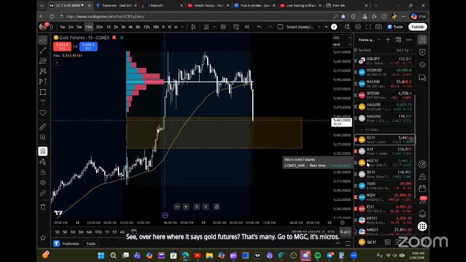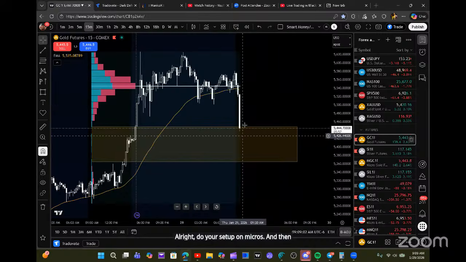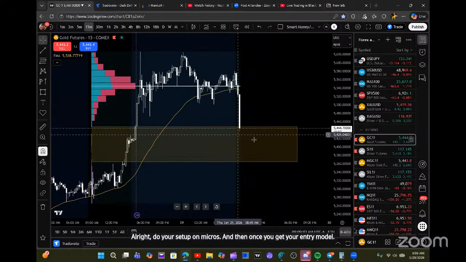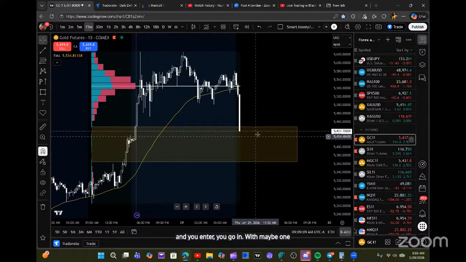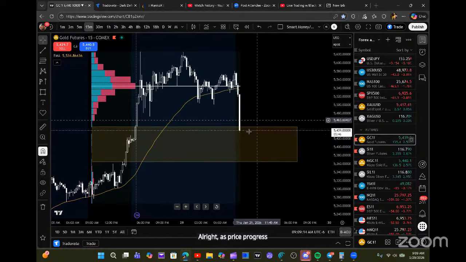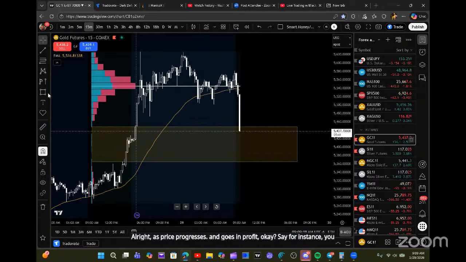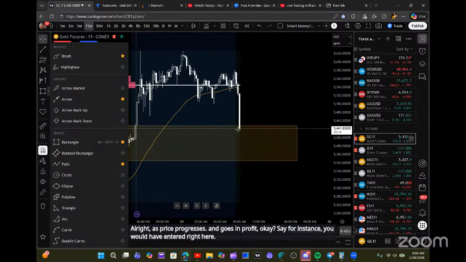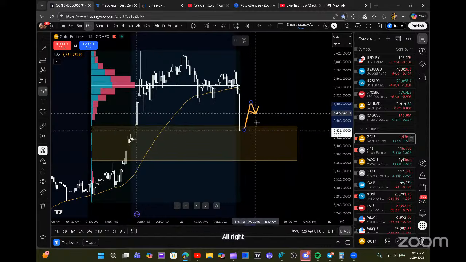And what you do is you do your setup on there. Do your setup on micros. And then once you get your entry model and you enter, you go in with maybe one, maybe two micros, one or two. As price progresses and goes in profit, say for instance you were to enter right here, and then price starts to go up and makes a pullback.